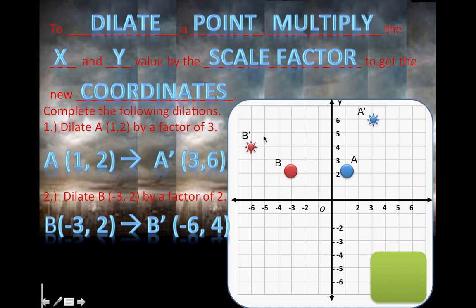Make sure we're labeling it, of course, so that we know where A prime, B, and B prime are. I have them different colors here, but I've noticed that most of you are doing everything in the same color. If you don't label it, you will not know which point is which.